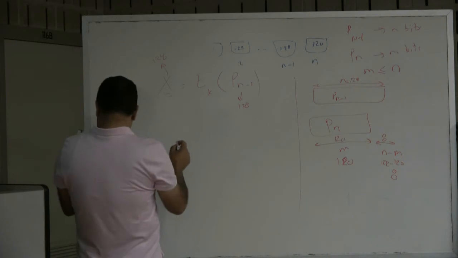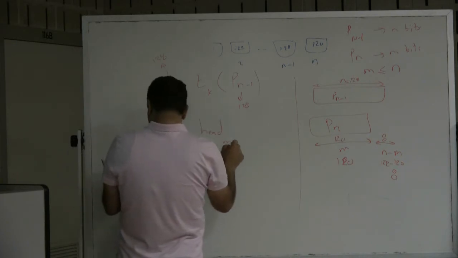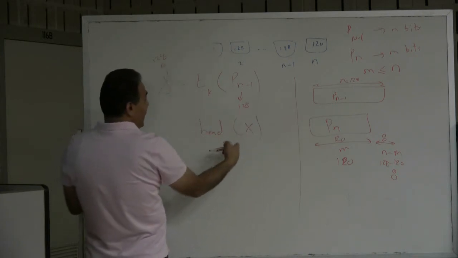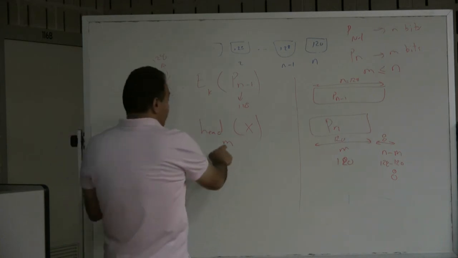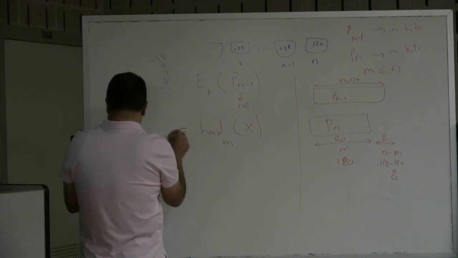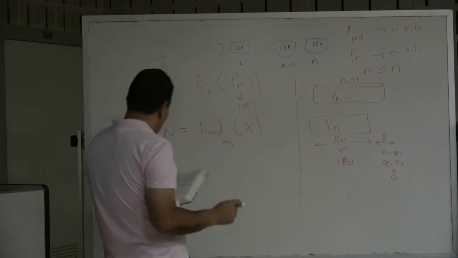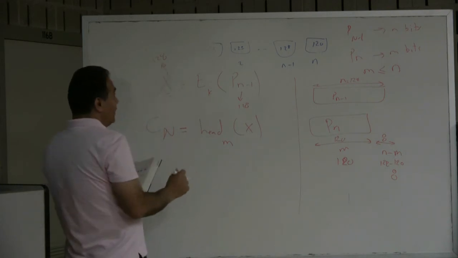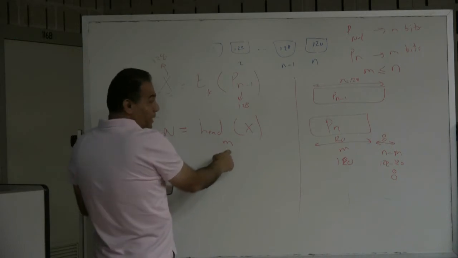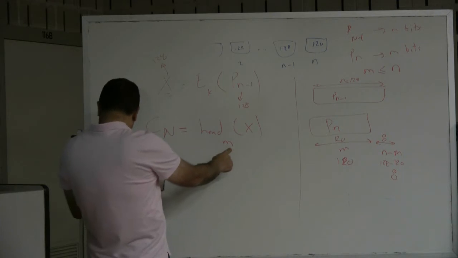So I take the head, m size of x. In the x here, I take the first m bits, which in our case is how much? 120 bits. I save it. Then you understand. So this is 128 bits. Then I take the 120 bits, the head of it.